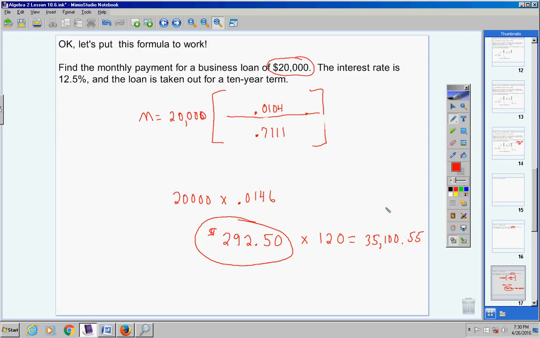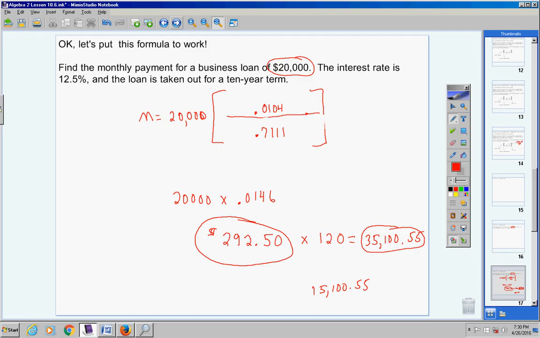So how much did you borrow? 20,000. How much did you pay back? This much. So how much more did you go over 20,000? You went over 15,155. So you paid almost double. You borrowed 20 and you almost paid back 40. So there it is. Okay.